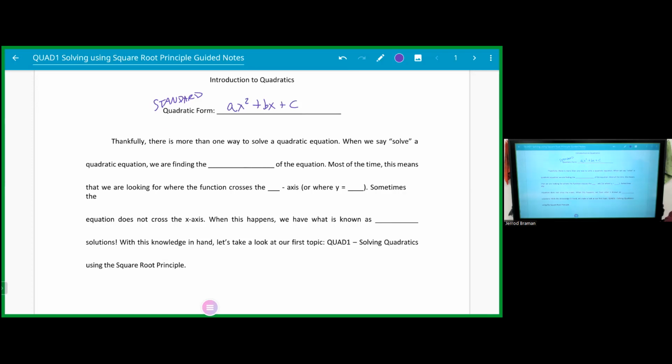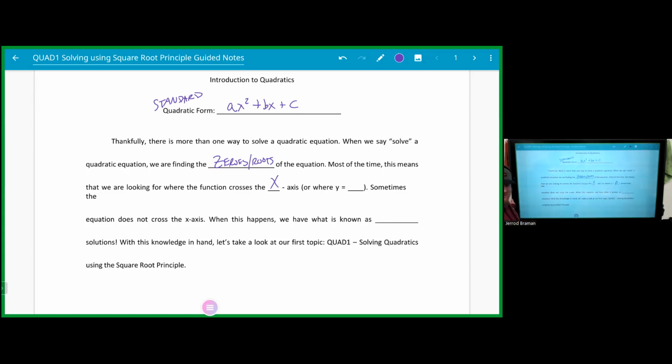Now, fortunately for us, there's more than one way to solve a quadratic. When we're saying solve, what we're trying to do is find zeros or roots, and when we say zeros or roots, usually, and again, foreshadowing here, that means where the function crosses the x-axis, or where y equals 0.